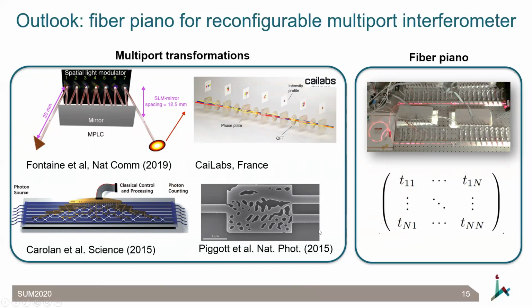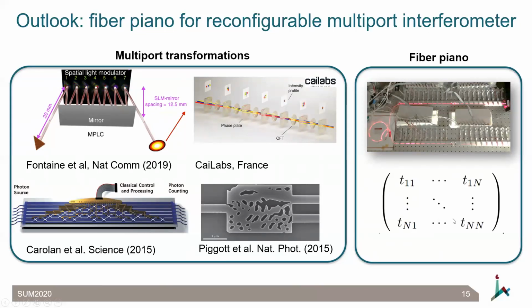Now, in recent years, there are several exciting platforms for multiport interferometers, and here are a few examples. You can use many phase plates placed at different planes through which the light propagates to make a multiport interferometer. You could use a spatial light modulator and bounce the light multiple times off the modulator, each time applying a different phase mask. Multiport transformation has also been demonstrated in a mesh of integrated Mach-Zehnder interferometers on chip, and also in more amorphous structures in silicon.